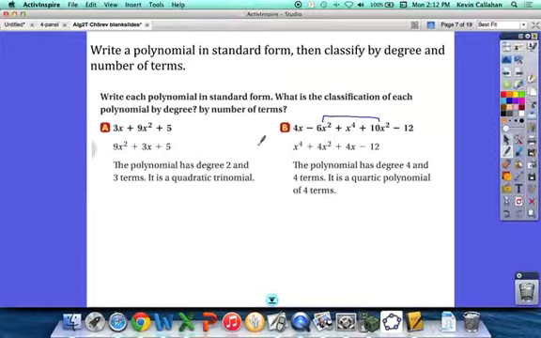So what are the other terms for, let's say, degree? First degree is linear. Second degree is quadratic. Third degree is cubic. 4th degree is quartic. 5th degree is quintic, right? Number of terms. 1 term is monomial. 2 terms is binomial. 3 terms is trinomial, and polynomial means 4 and above, right?